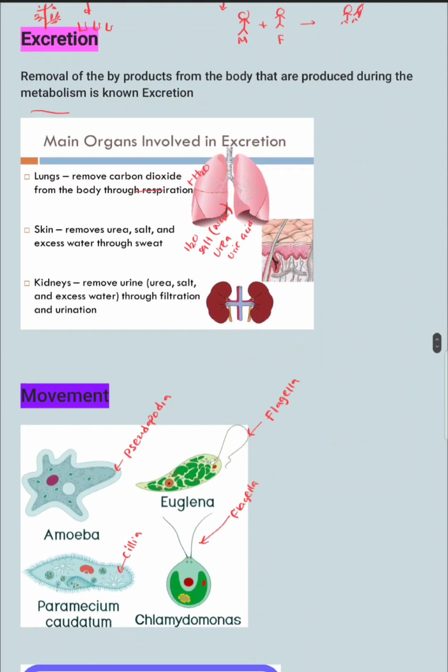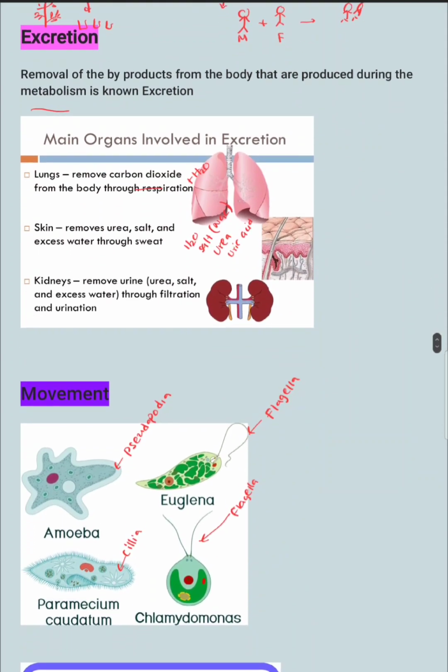The next characteristic is excretion. Excretion means removal of byproducts from the body that are produced during metabolism. Simply, removal of the unwanted products that are produced by metabolism from the body. Here, the feces are not considered an excretory product because they are not produced by metabolic reactions, right? They are the undigested food particles.